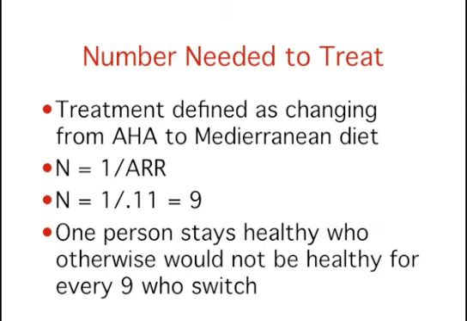A fourth measure is the number of people who would need to be treated in order to prevent one person from having the ailment of interest. In our example, being treated means changing from the AHA diet to the Mediterranean diet. The number who need to be treated can be defined as N equals 1 divided by ARR. For our example, N equals 1 divided by 0.11, which equals 9. Therefore, one person who would otherwise not be healthy would be expected to stay healthy for every 9 people changing from the AHA diet to the Mediterranean diet.